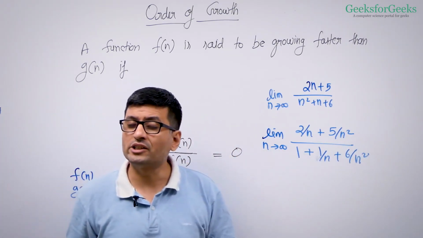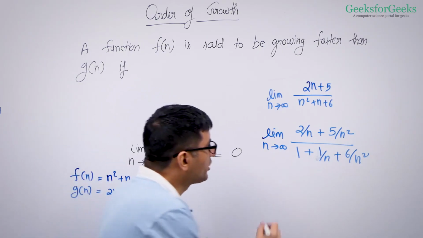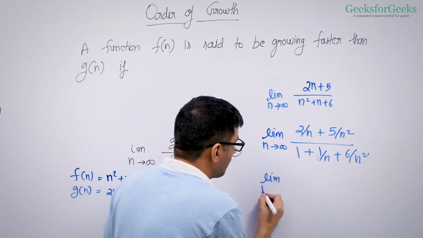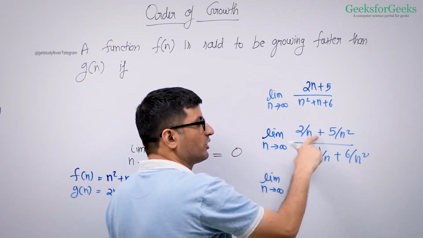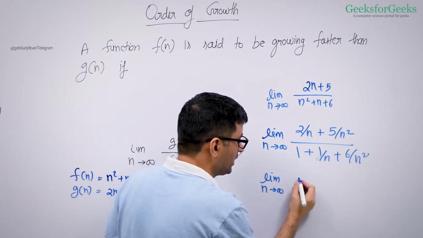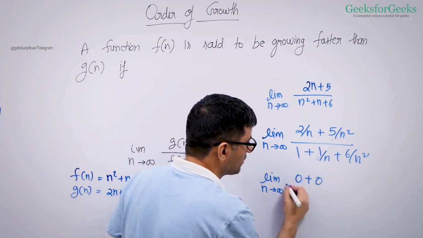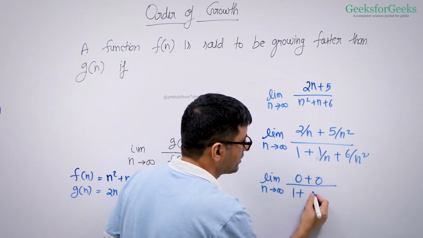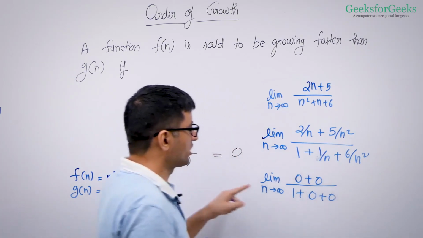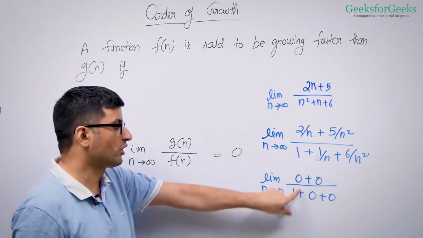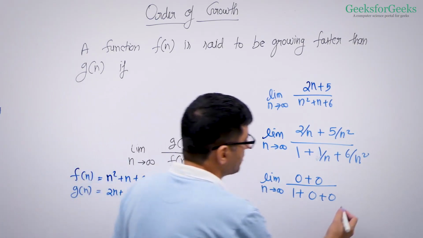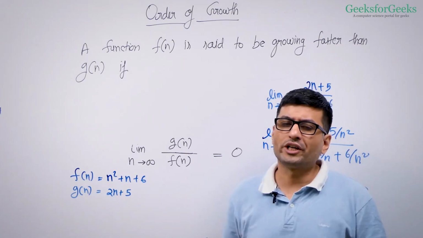Now when n tends to infinity, what is this value going to be? When you have n in the denominator, all those terms are going to be 0 when n tends to infinity. So this is going to be 0, this is going to be 0, and the denominator is going to be 1 plus 0 plus 0. So what is this value? This value is 0, right? 0 divided by 1 is equal to 0. So you get the value 0.